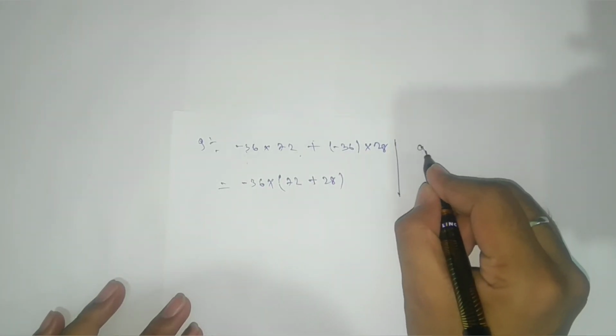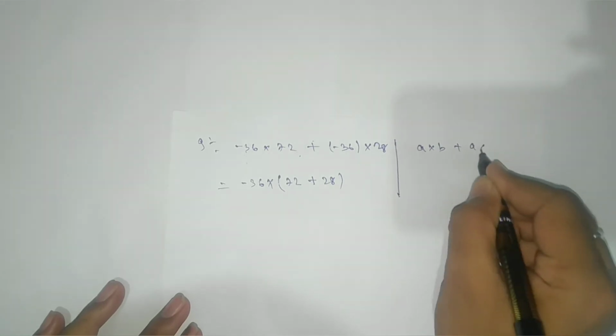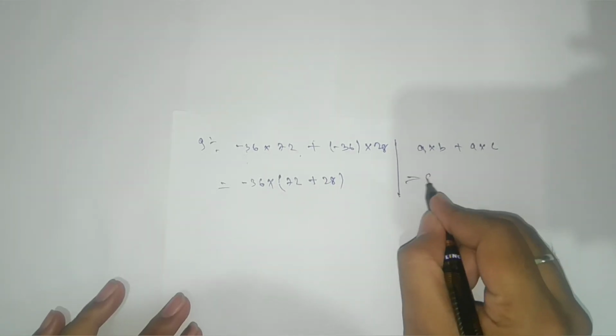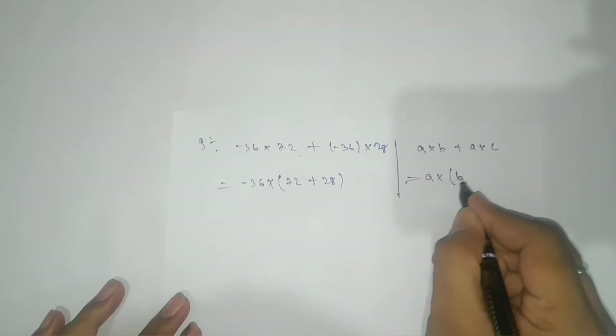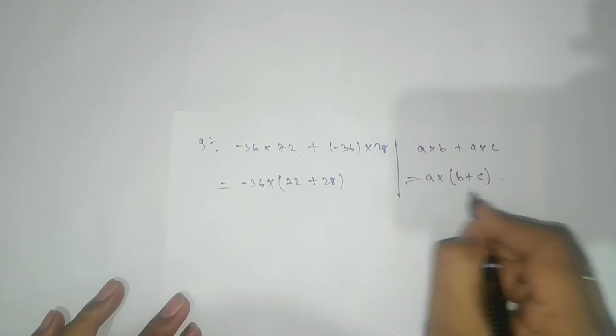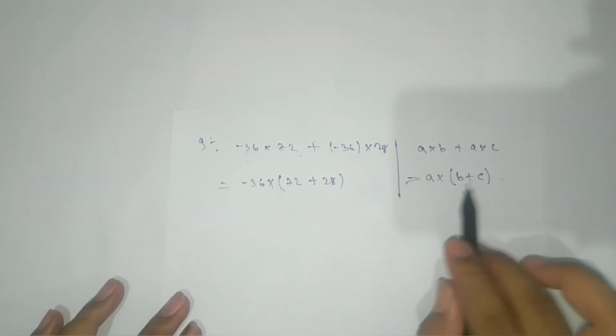It is already given: a into b plus a into c. That means you are taking your a outside and keeping your b and c inside the bracket. This is your distributive law we are applying.